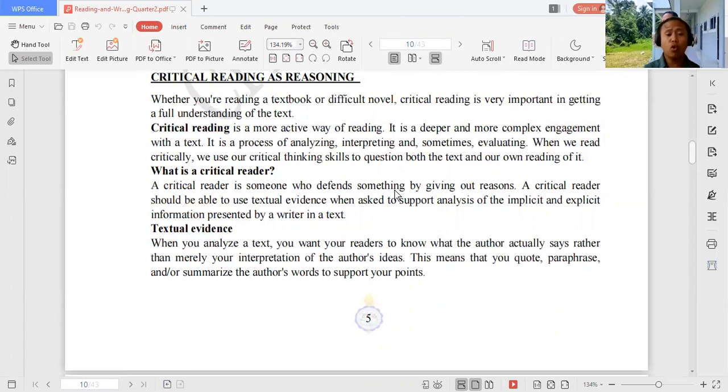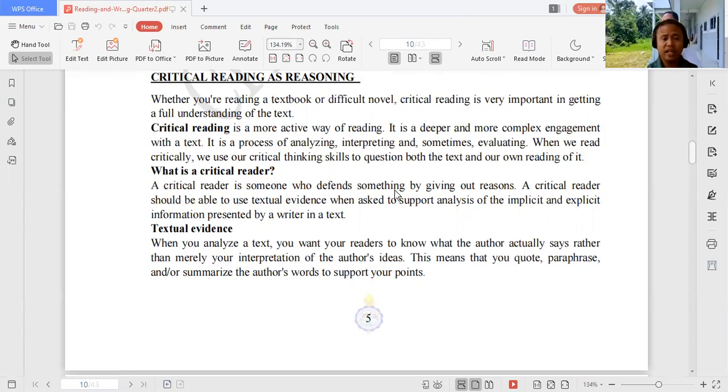Critical reading is a more active way of reading. It is a deeper and more complex engagement with a text. Now, class, when we are reading, we have to talk with the text. It's not just reading line per line, but not understanding, not even comprehending or deciphering. So what is a critical reader? A critical reader is one who understands and talks with the text. Okay. How about textual evidence?